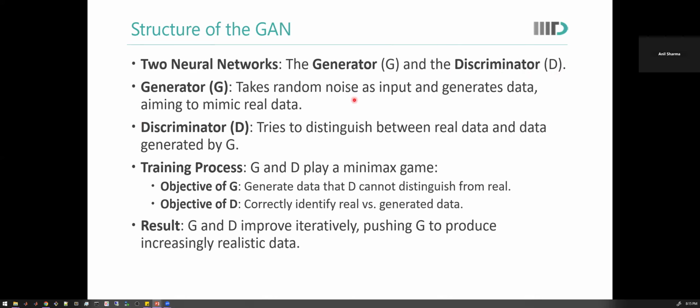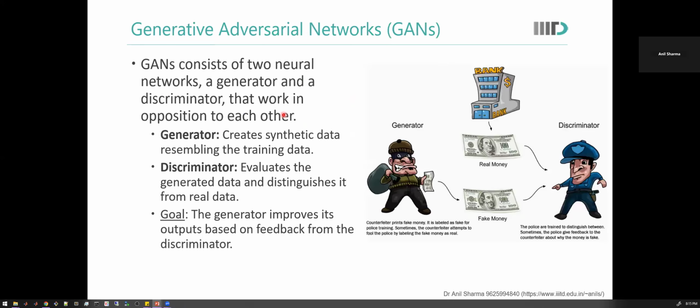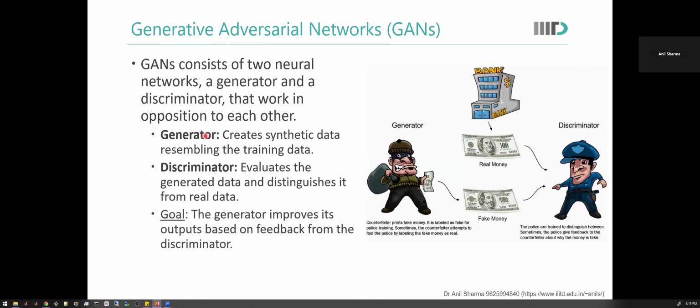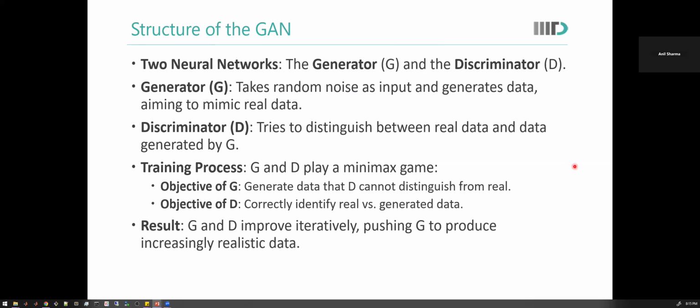The generator takes random noise as input and generates data aiming to mimic the real data. In this particular example, it has some information, let's say some noise or maybe some data distribution, which knows something about this money, and it will try to generate the real currency note. And the discriminator tries to distinguish between the real data and the data generated by G. The only goal of the discriminator here is to distinguish whether the input coming to it is real or fake. That means it's a binary classifier.